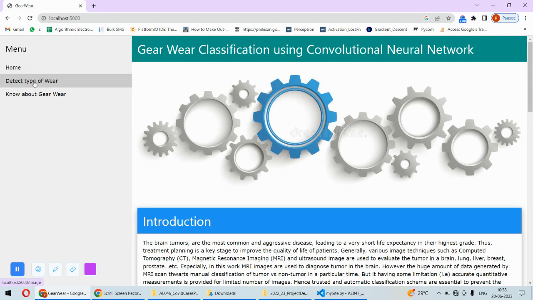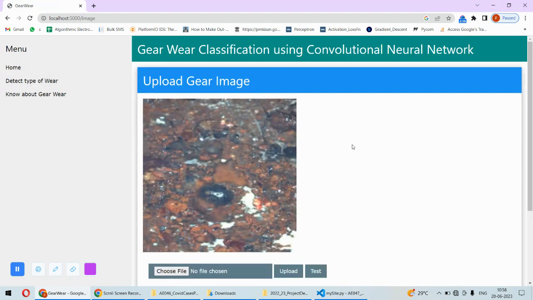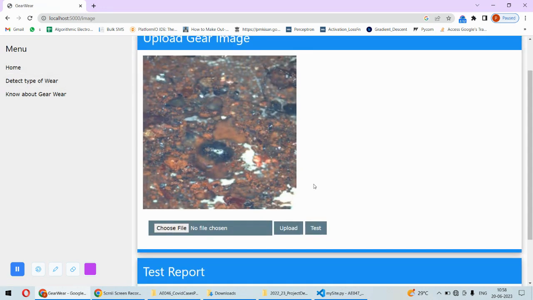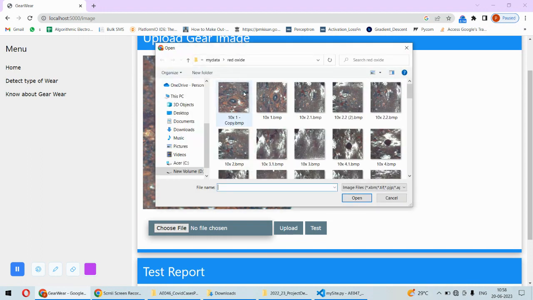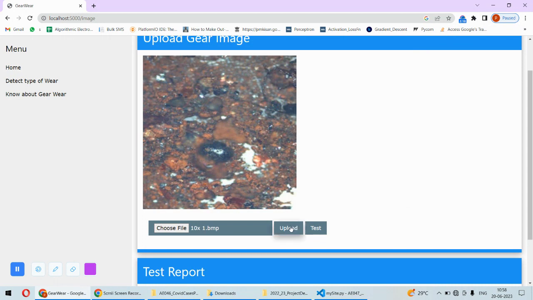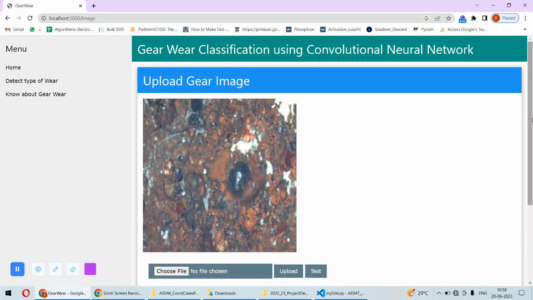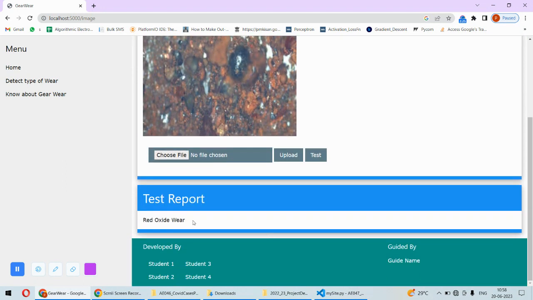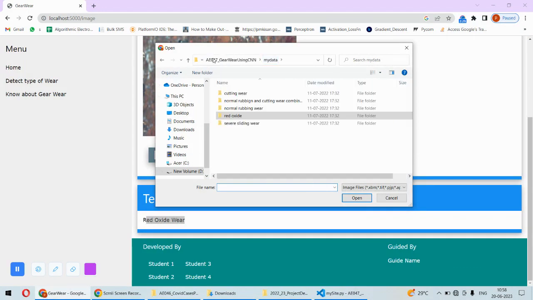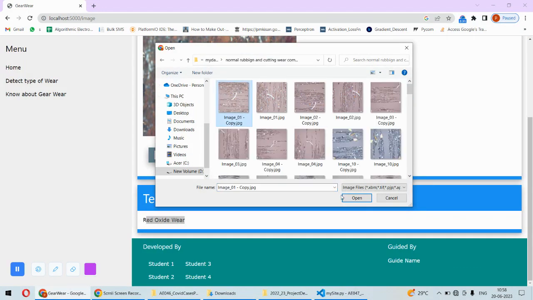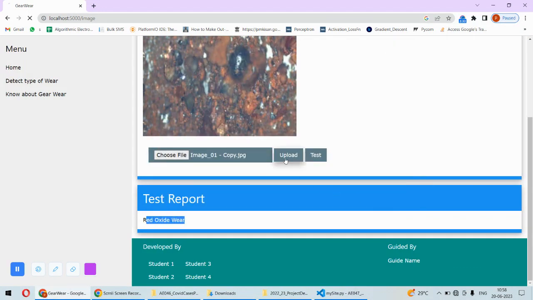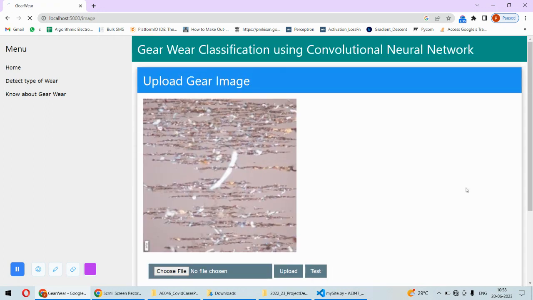Now, the next important thing is that we have to upload the images and then detect. Here we can choose the file. For example, I will pick any sample from this, and then upload. Once it is uploaded, I will click on test. Using the convolutional neural network, it has detected that this is going to be the red oxide kind of fault. Again, let's pick up this sample, upload, and then test.